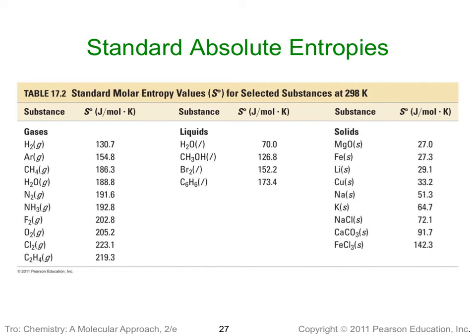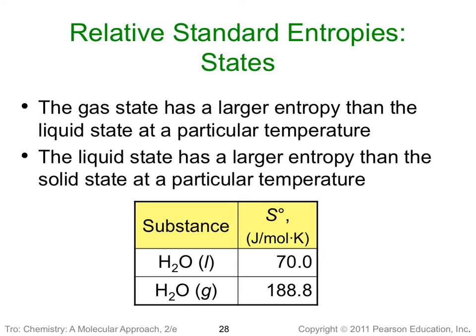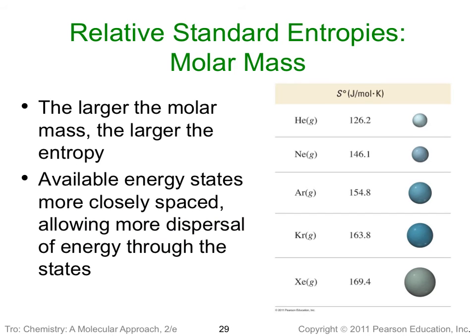Here's a list of a bunch of standard molar entropy values, right, and you recognize this as similar to our standard enthalpy values. In other words, we could use these as the building blocks to determine the entropy of a reaction. So it stands to reason here that the gas state is going to have a larger entropy than liquid at a particular temperature, and that the liquid state is going to have a larger entropy than the solid at a particular temperature. So this idea can be extended.